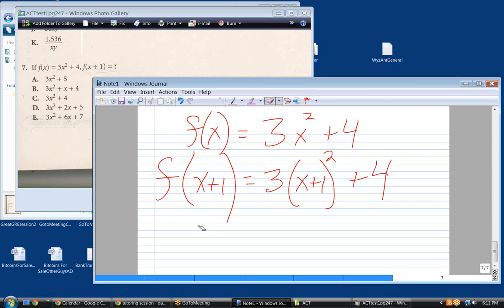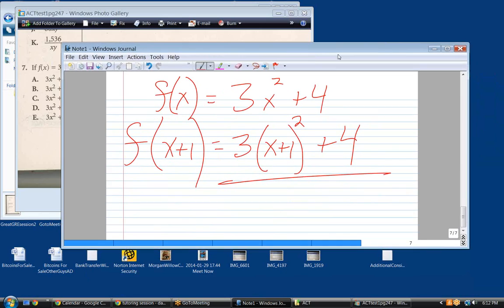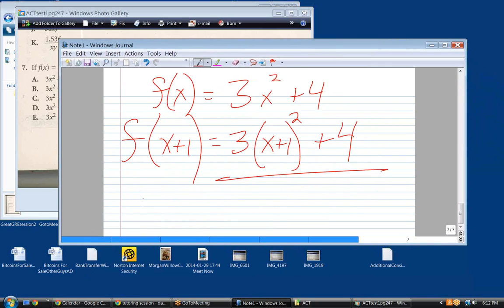That's the answer? Well, almost. It is the correct answer, it just hasn't been simplified. This is the same as one of these answers, but we're not going to figure out which one it is until we distribute and multiply this out. So what is x plus 1 squared equal to? Do you know FOIL? It's x plus 1 times x plus 1.